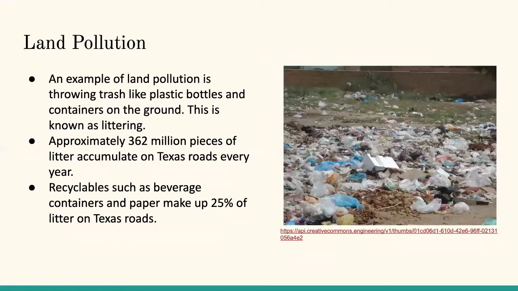An example of land pollution is throwing trash like plastic bottles and containers on the ground. This is known as littering. Approximately 362 million pieces of litter accumulate on Texas roads every year. Recyclables, such as beverage containers and paper, make up to 25% of litter on Texas roads. And the picture to the right is common litter that you can find in your trash can at home. From fast food, you see styrofoam, shopping bags, plastic Coke cans, and the like.